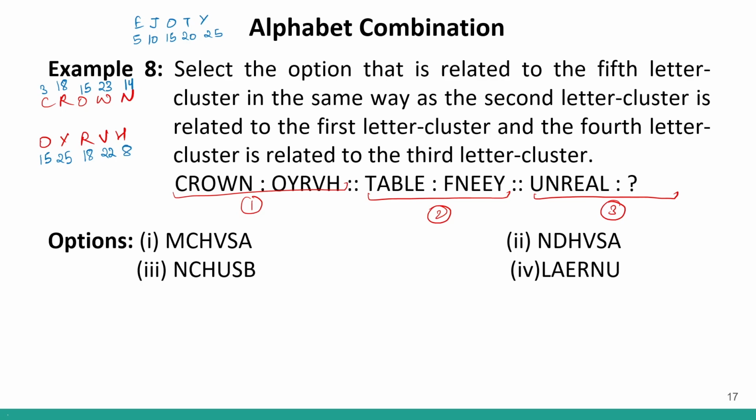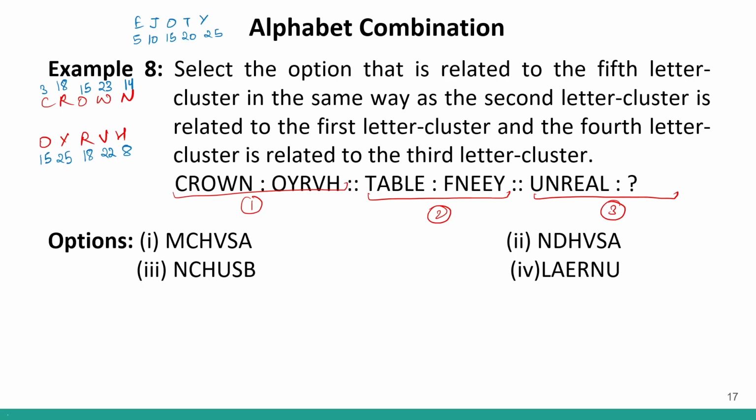Now, do we see a relationship between 3 and 15? This is plus 12. Correct? This is plus 12. This one is plus how much? This is plus 7. This is plus 3. This is minus 1 and this is minus 6. So I cannot see a logic.